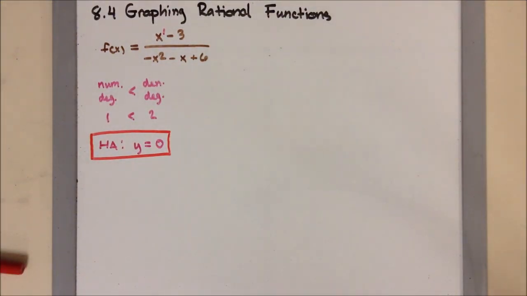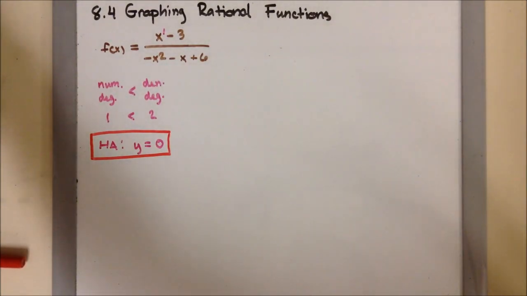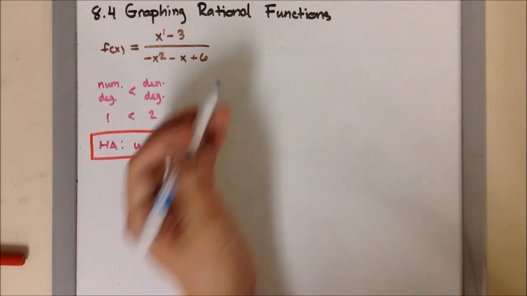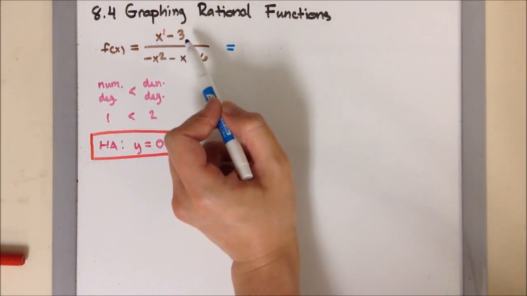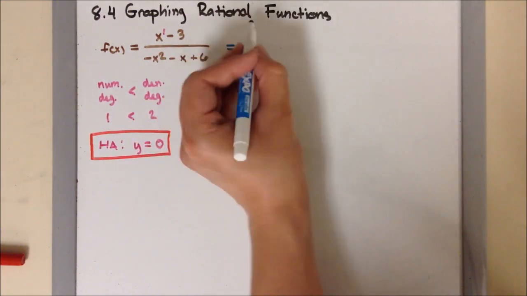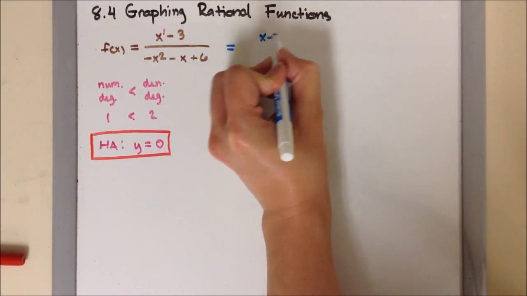Next, we're going to focus on finding the vertical asymptote. So step 1 is you factor. So we're going to factor the numerator and denominator. Now in my numerator, we only have x minus 3. Not much you can do, so we just have it stay the same.